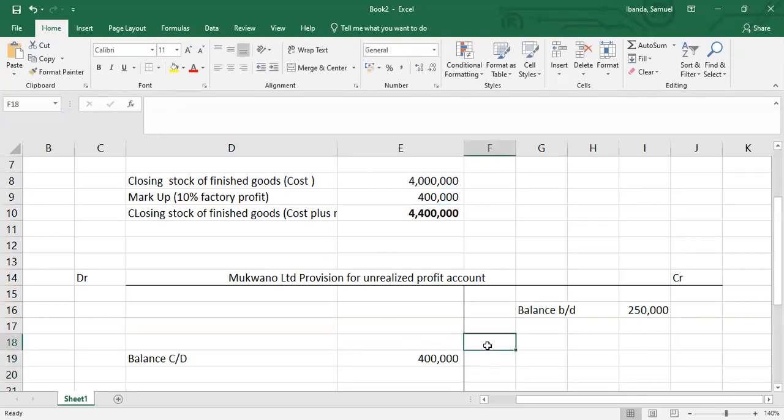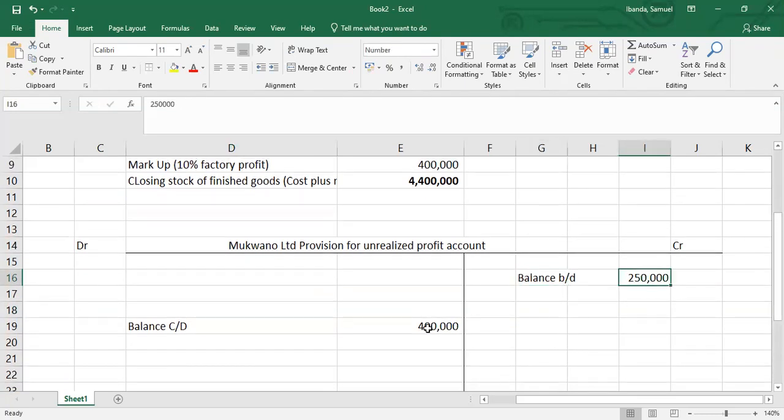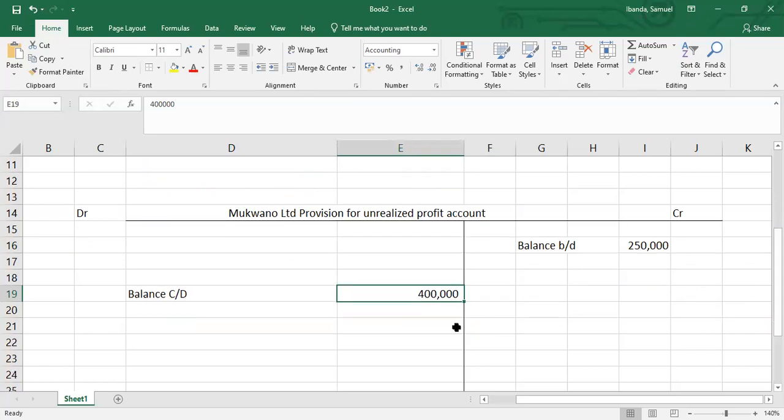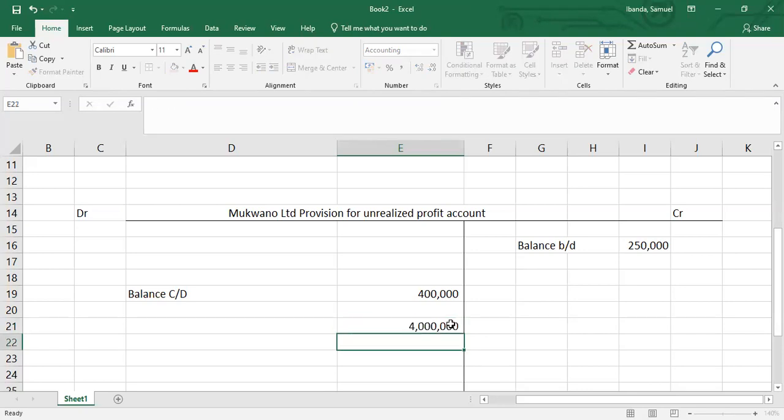So what we are saying is we should be comparing the two things, but here we are doing it within the account. We can compare the two sides and see which side is higher than the other. As you can see, this side is higher, so this side will dictate the total. So the overall total will be 400,000. Okay, this will be 400,000.